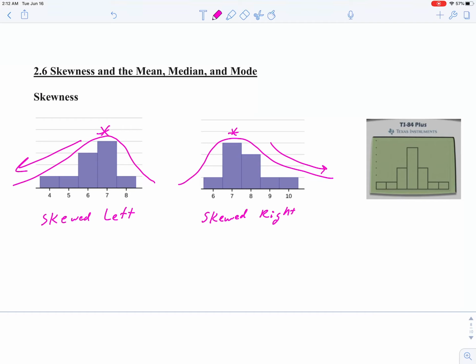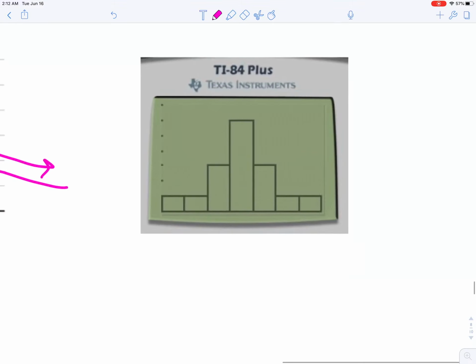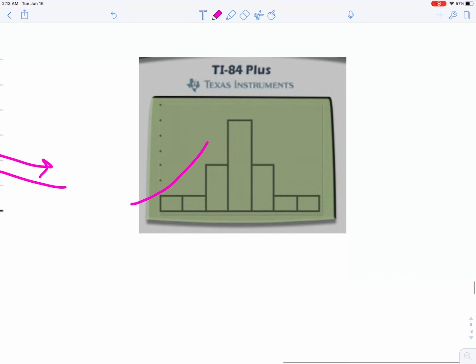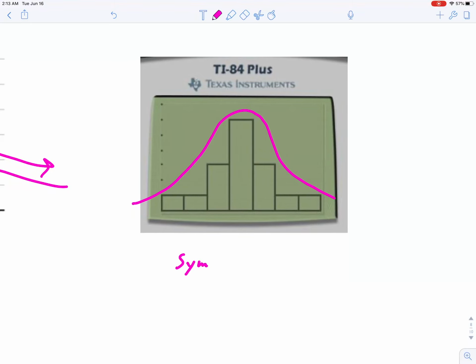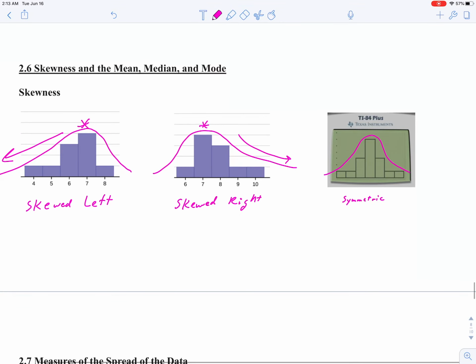Okay, those are important to know. You're going to see these a lot through this semester. The last one here, this graph here, if we draw a smooth curve, what we notice is it's symmetric, right? So if you remember the word symmetric from your older math classes, symmetric means, if you put a line through the middle, you have a mirror image on either side. Okay? So there we go.